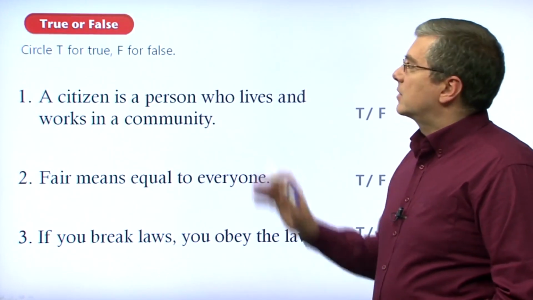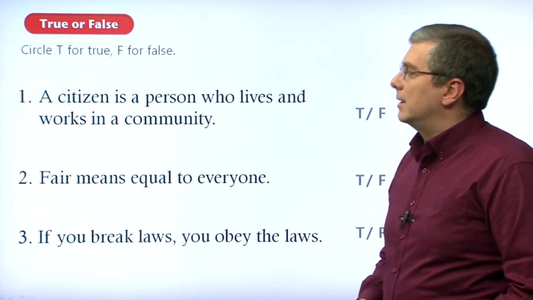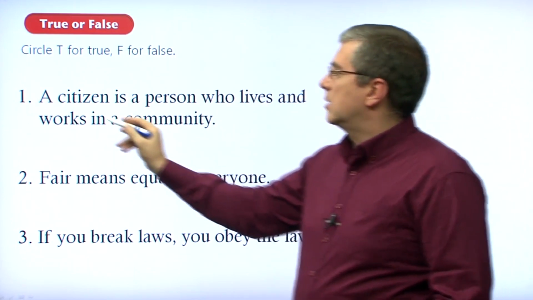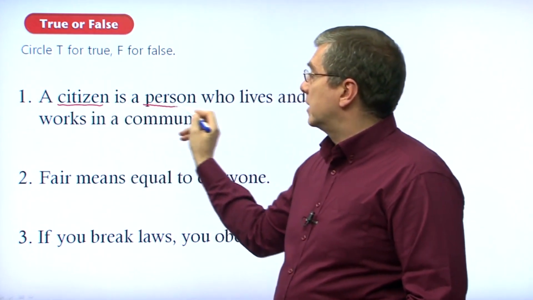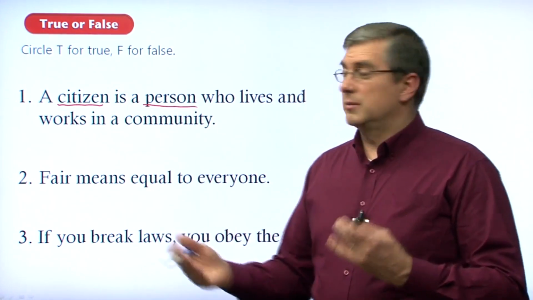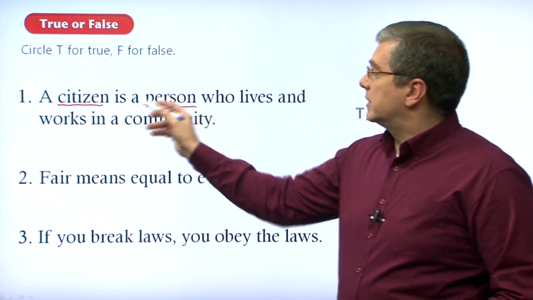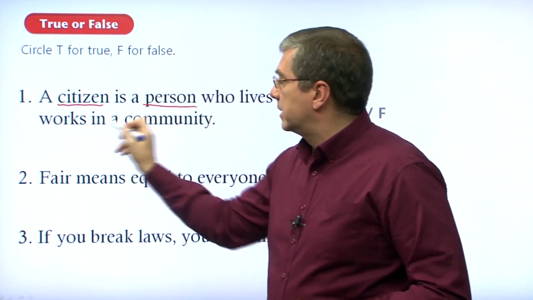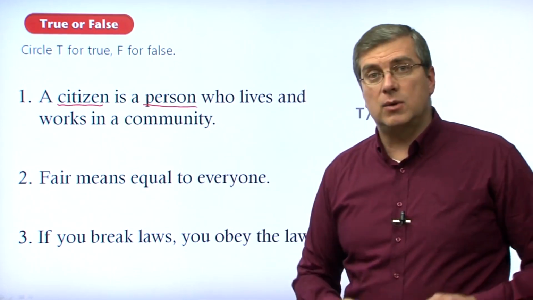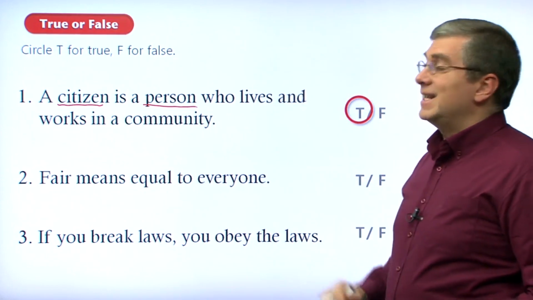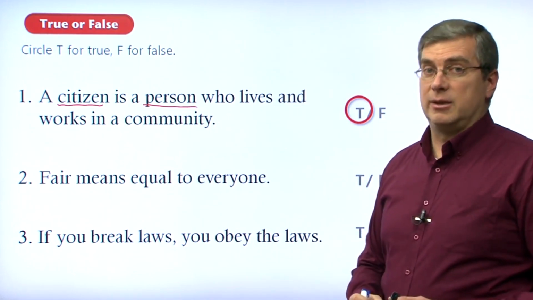Okay, let's go to our true-false questions. Number 1, a citizen is a person who lives and works in a community. So a citizen is a person. That's true. A citizen is a type of person. People are citizens. So a citizen is a person who lives and works in a community. Does that sound right? Absolutely, it is right. It's true.